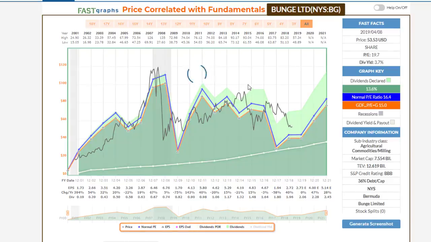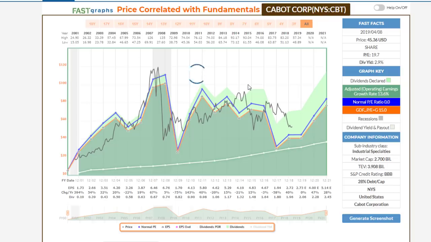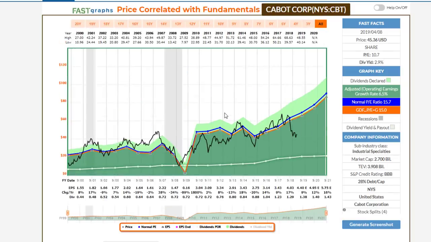I want you to get the flavor and the feeling of these companies. They're cyclical. And what can happen with cyclical companies, once they have some down years, and this is Cabot Corporation, an industrial specialties company, and you can see again the relationship between earnings and price. You get overvaluation that reverts to the mean, overvaluation reverts to the mean. You get price tracking earnings down during the Great Recession. But then look what happens after the Great Recession.